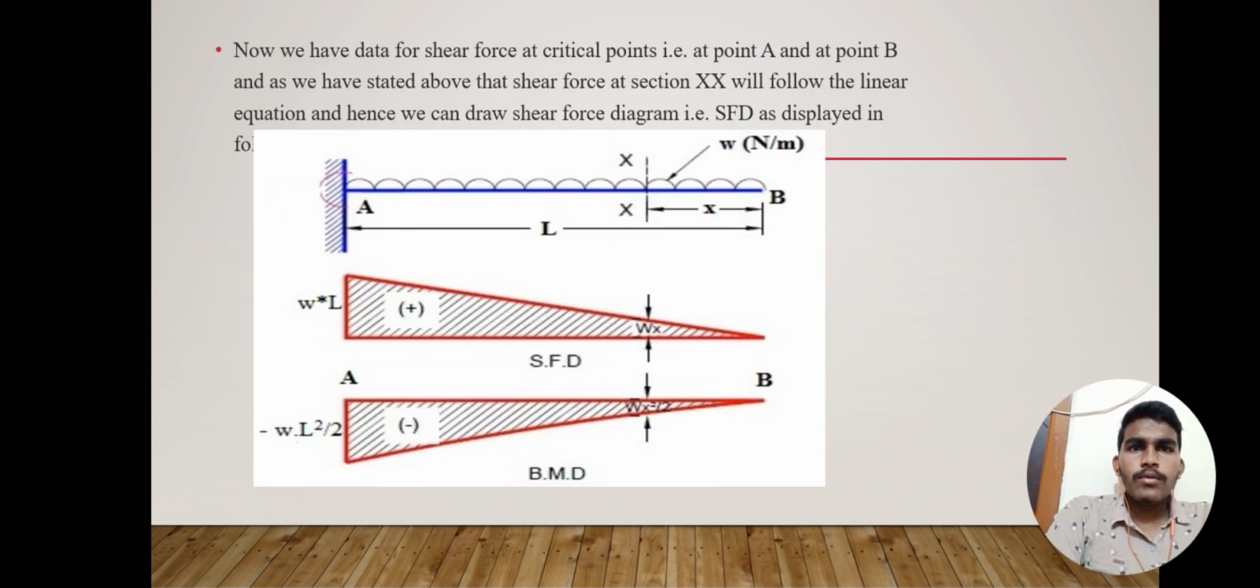Now we have data for shear force at critical points, that is at point A and at point B, and as we have stated, the shear force at section XX will follow the linear equation, and hence we can draw the shear force diagram, as displayed in the following figure. So this is the shear force diagram of cantilever beam carrying uniformly distributed load. Here the load is w, calculated in Newton per meter. The distance is x. So we can see the figure of the cantilever beam.